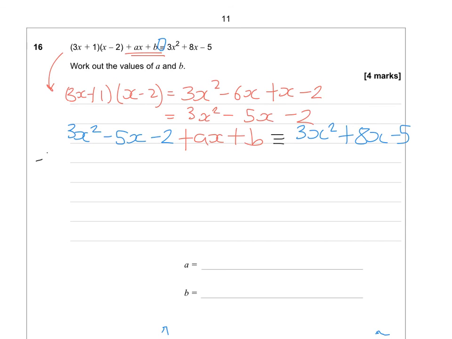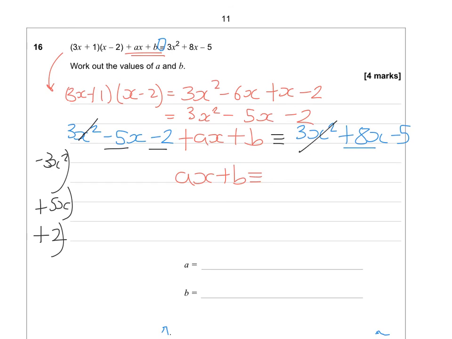First thing we're going to do is subtract 3x squared from both sides, which means this will vanish and this will vanish. We're then going to add 5x to both sides, and at the same time we're going to add 2 to both sides as well. Now on the left-hand side, if we add a 5x, then this term will disappear. If we add a 2, this term will disappear, and we'll be left with ax plus b. On the right-hand side, if we add a 5x, then 8x will become 13x, and if we add 2, then negative 5 will become negative 3.